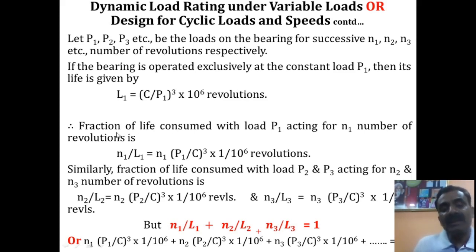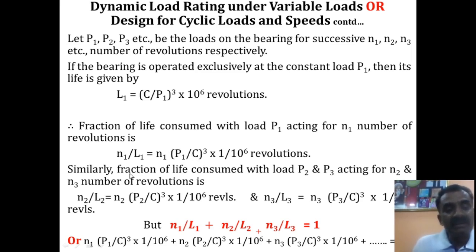And how to calculate that? The fraction of life consumed with load P1 acting for N1 number of revolutions is N1 divided by L1. Instead of dividing, we make it reverse: P1 upon C raised to cube into 1 upon 10 to the power 6 revolutions. So here, instead of writing it as N1 upon C upon P1, I make it P1 upon C.